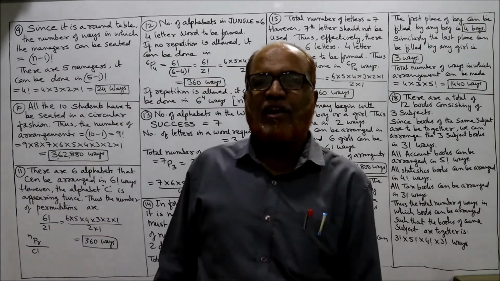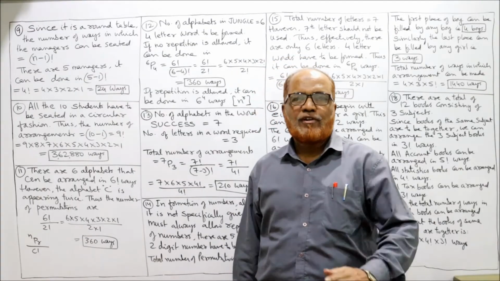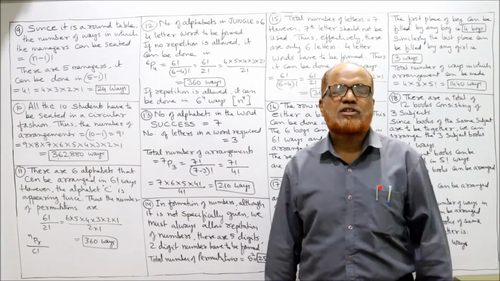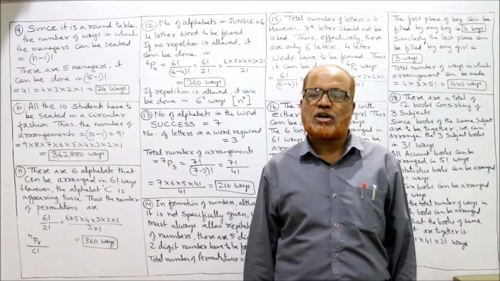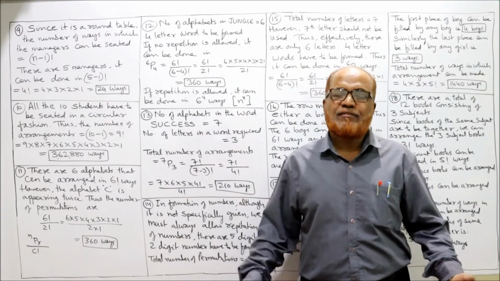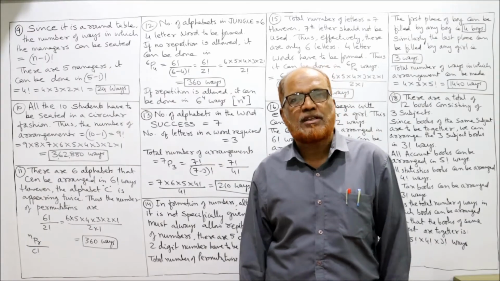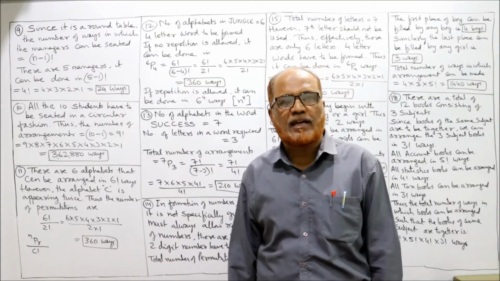Hello students, now we'll continue the problems on permutation and combination. If you have watched the previous video, you have understood the meaning of the terms permutation and combination. I have explained in detail the concept, what the different types of permutations are, and we have solved 8 problems in the previous video. Now we are going to start the next problem, problem number 9.